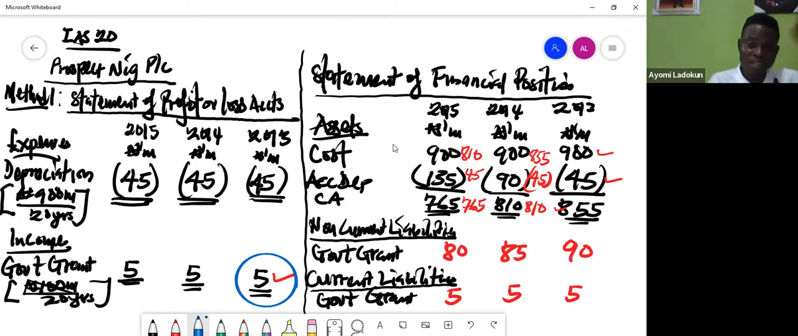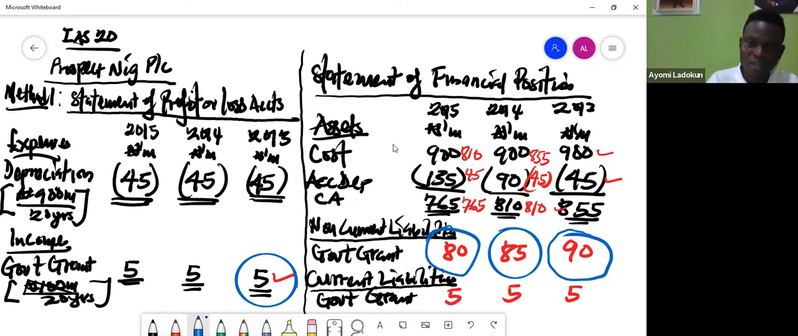So non-current will now be 90. So that's how we got this 90. Did you see that? Then every year I'm releasing 5. Then you have 85 and you have 80. Then for the current liability, you're releasing 5, 5, 5 every year. Is that okay? So that's it. So I hope that is understandable. Then I can go to method 2. Any other question?